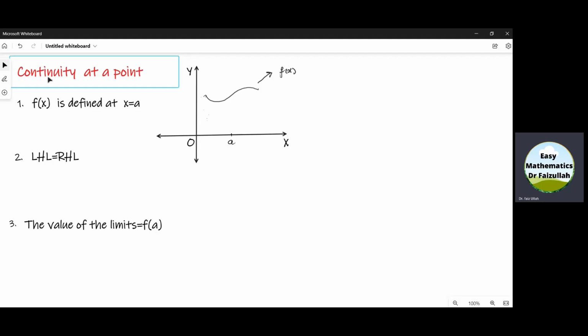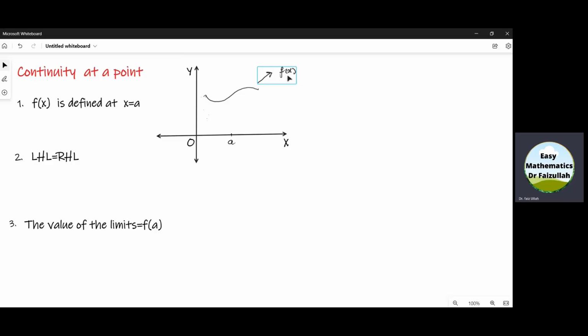Dear students, the concept of continuity is very simple if we have a good knowledge of limits of a function. If we are given a function f of x and we draw the graph of that function, and the graph is unbroken, there is no jump in the graph from one point to another point, then we say that that function is continuous.